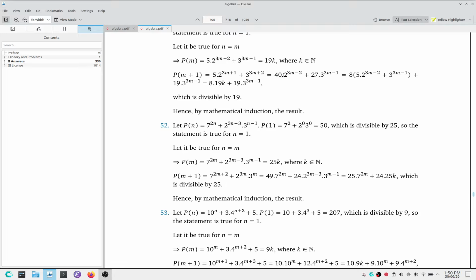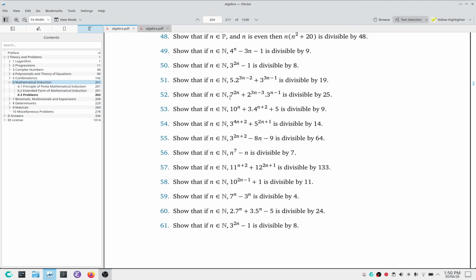So we take out the power 3 because we want to get the form of P(m). This becomes 40 into 2 raised to the power 3m minus 2 plus 27 into 3 raised to the power 3m minus 1. So we take 8 out of this, that is 5 into 2 raised to the power 3m minus 2 plus 3 raised to the power 3m minus 1, plus 19 into 3 raised to the power 3m minus 1. So this was our 19k. We got 8 times 19k plus 19 times 3 raised to the power 3m minus 1, which is divisible by 19, and hence by induction we have the result.